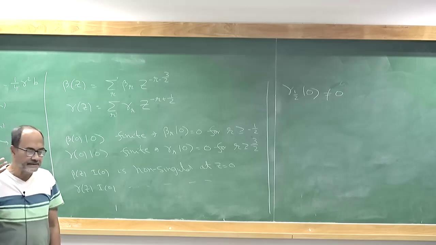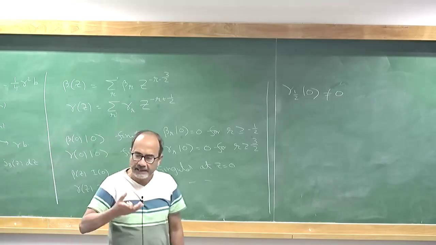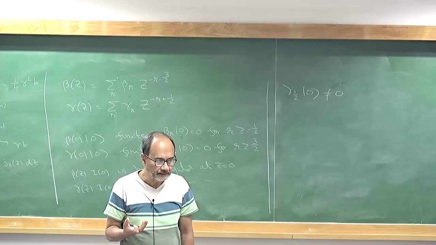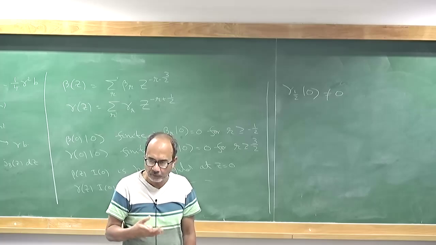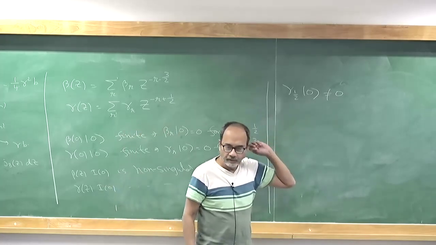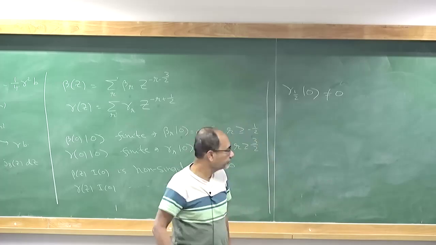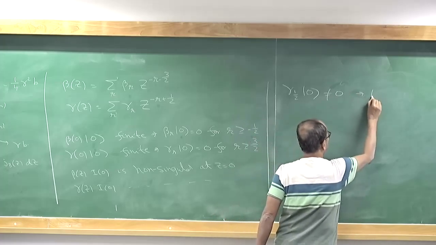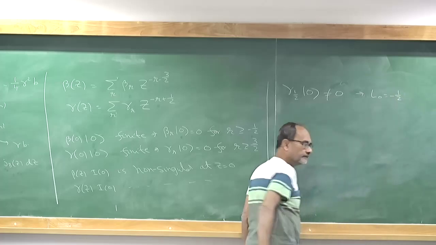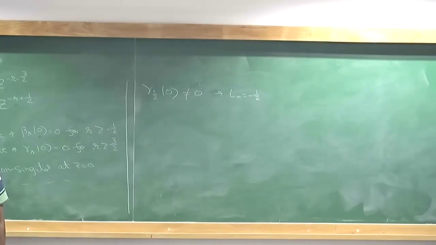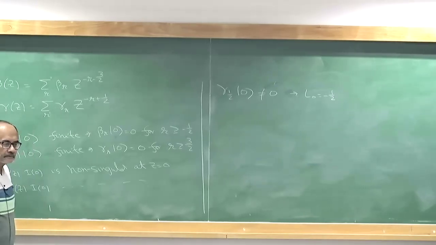Now, let's recall what C_1 was doing. C_1 acting on the vacuum was giving a state with L0 equal to -1. Because it will lower the L0 eigenvalue by r, right? If you have C_r. So similarly, gamma half acting on a vacuum will give a state of L0 equal to -half. So gamma half on 0 has L0 equal to -half. Is this clear?